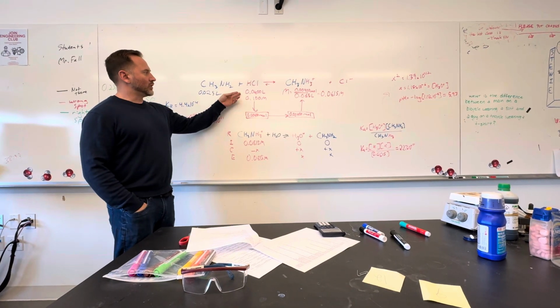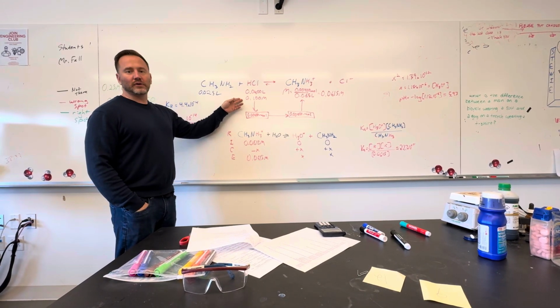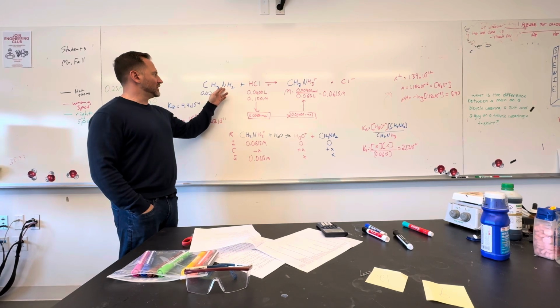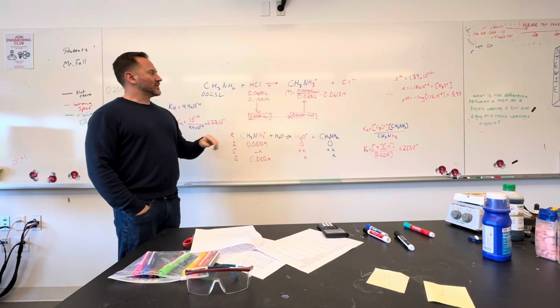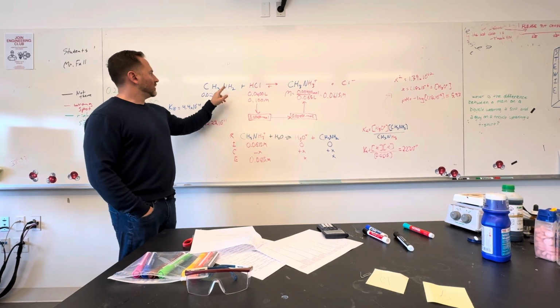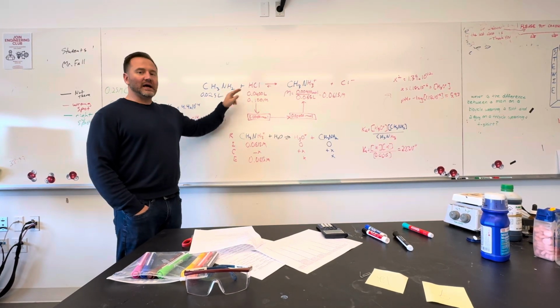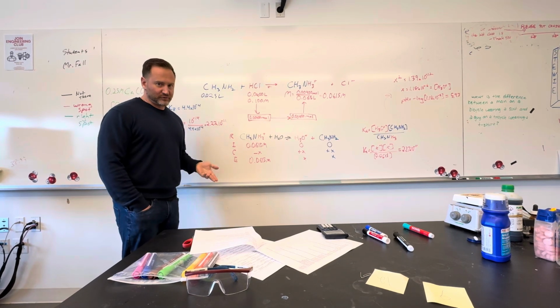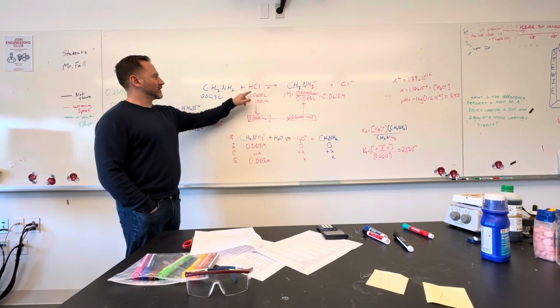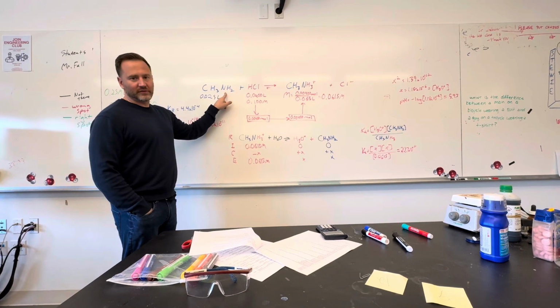In this case, we know the volume and molarity of the hydrochloric acid we're using to neutralize methylamine, which is a weak base. So when we're looking at the pH of this, since we have a weak base and a strong acid, we would expect the pH at the equivalence point to be below 7 because it should be acidic. Hydrochloric acid is stronger than methylamine.